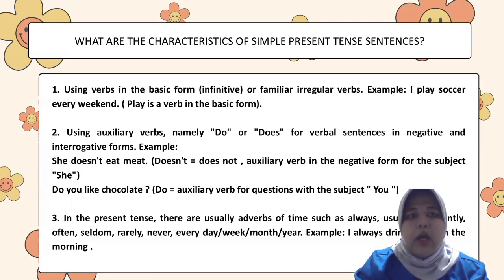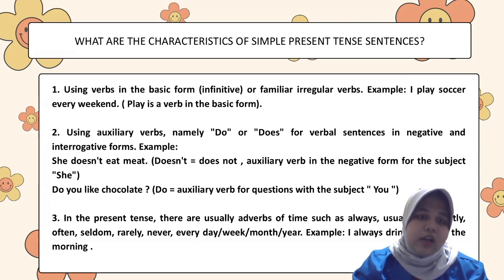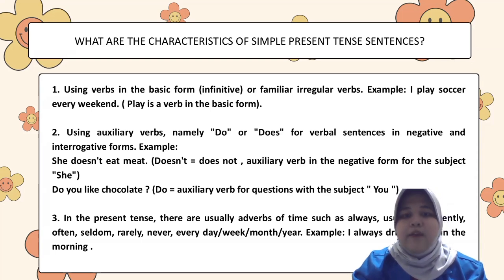Next. What are the characteristics of simple present tense sentence? One, using verb in the basic form or familiar irregular verbs. The example, I play soccer every weekend. Two, using auxiliary verbs, namely do or does, for verbal sentence in negative and interrogative forms. The example, she doesn't eat meat, or do you like chocolate?